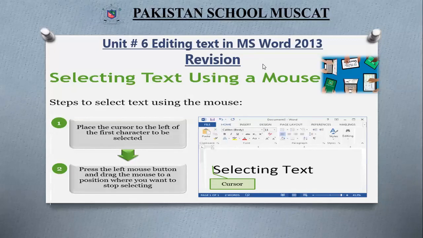So now we come to the next topic for this unit, how you can select the text using your mouse. Simply you need to place the cursor to the left of the first character to be selected. As you can see over here on the screen, just bring your cursor to the start of it, to the left side. This is the left hand side of the written text. Bring your cursor over here and press the left mouse button and drag the mouse to a position. You just need to drag it to this side while keeping the mouse pressed, and when you bring it over here, it will be selected. So this way you can select your text using your mouse.